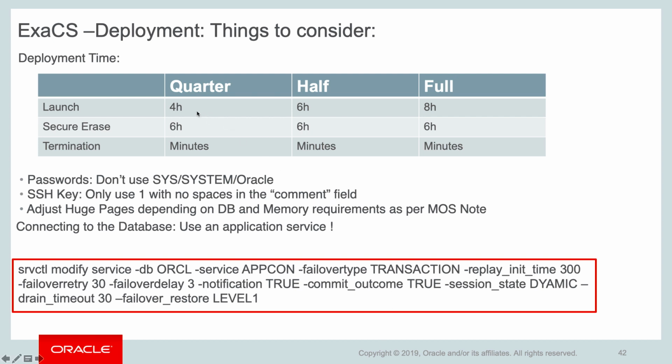In order to launch, as I said, a quarter rack might take 4 hours, a half rack can go for 6 hours, and a full rack can go 8 hours. For secure erase, it takes 6 hours for all of them.